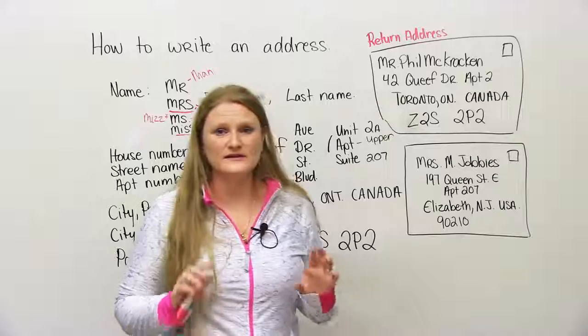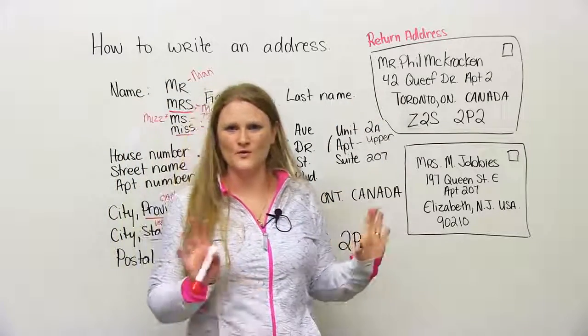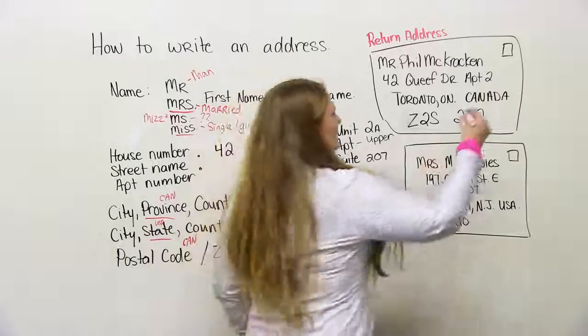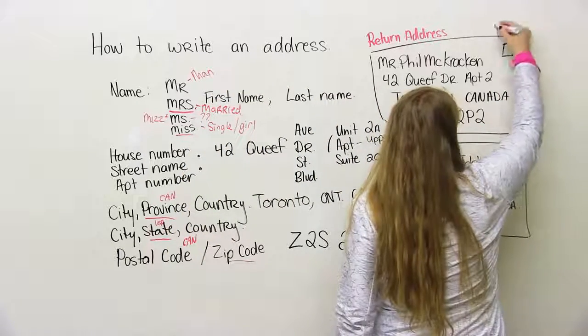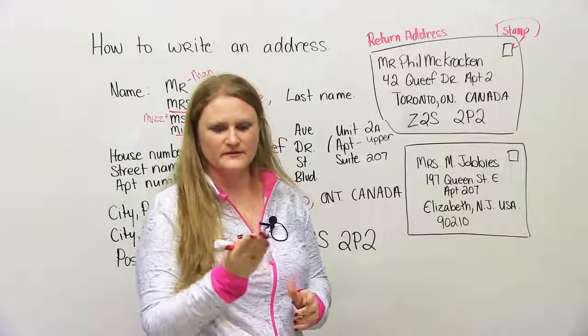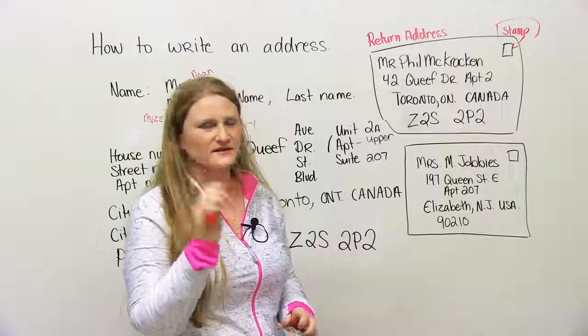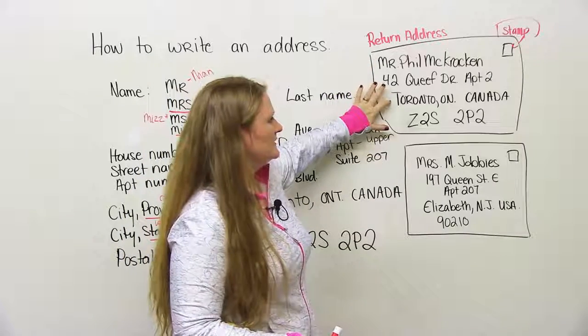So, let's go to a little example of an envelope. Woohoo! Exciting! You're going to have to go to the post office and you're going to have to buy a stamp. You buy it, lick it, stick it, done. So this is an example of a Canadian address.